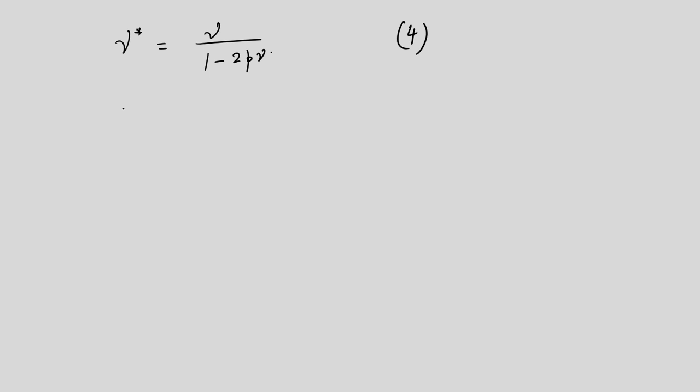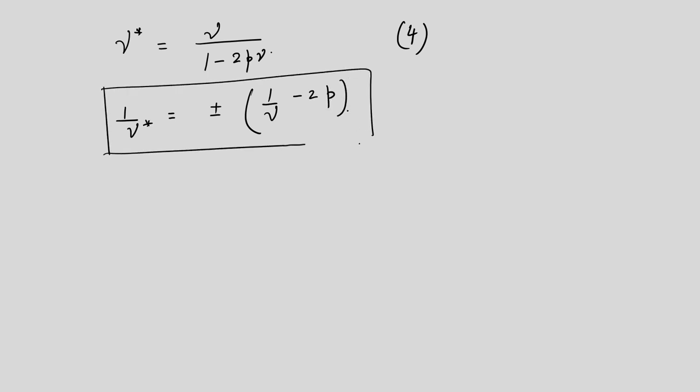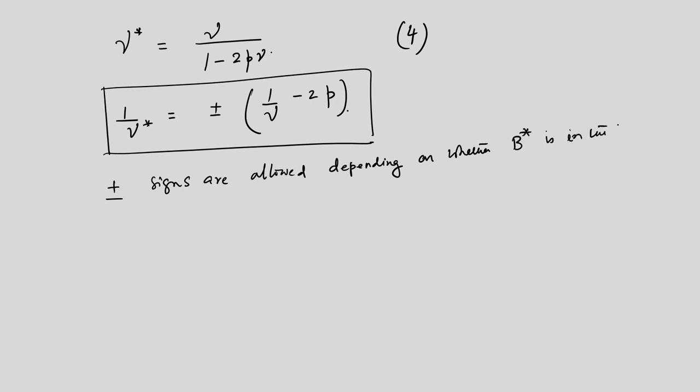So it can actually be inverted. 1 over nu star is equal to 1 over nu plus or minus 2p. So this is the relationship between the filling fractions. Just take a note that we have written both plus and minus signs, and they would give rise to different fractions. So both signs are allowed, depending on whether B star is in the direction of B or opposite to it. Let us call this 5.